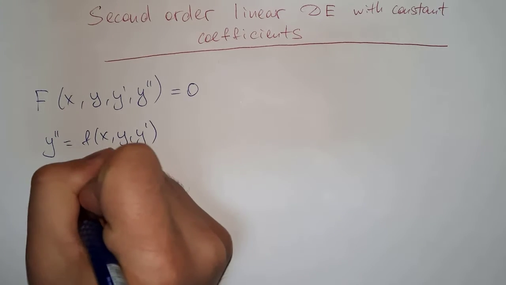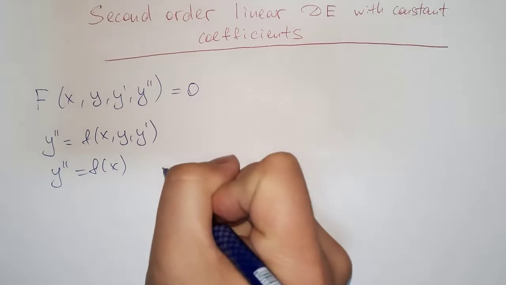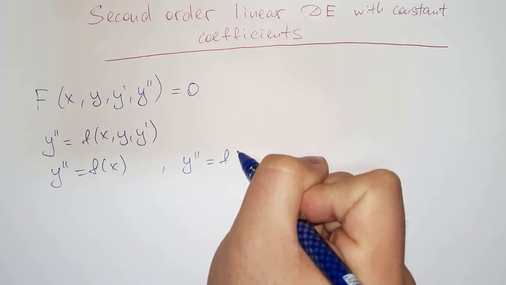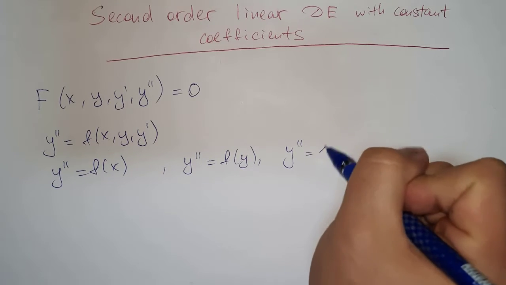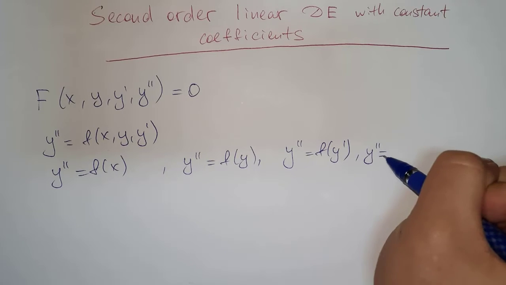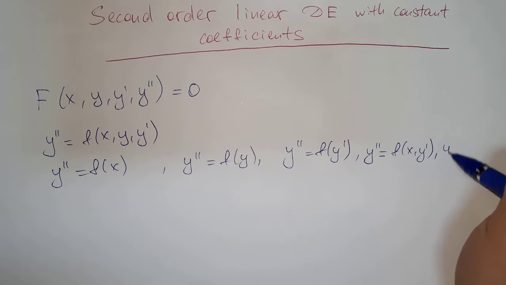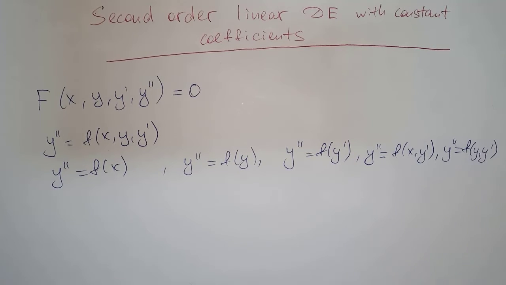First one is y double prime is f of x, just. The next one is y double prime is f of y, or y double prime is f of y prime, or y double prime is f of x and y prime. These are incomplete equations. And y double prime is f of y and y prime. We have 5 different types.